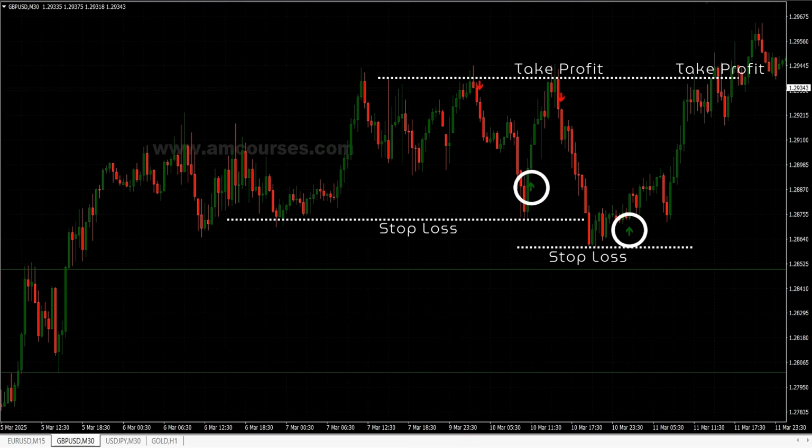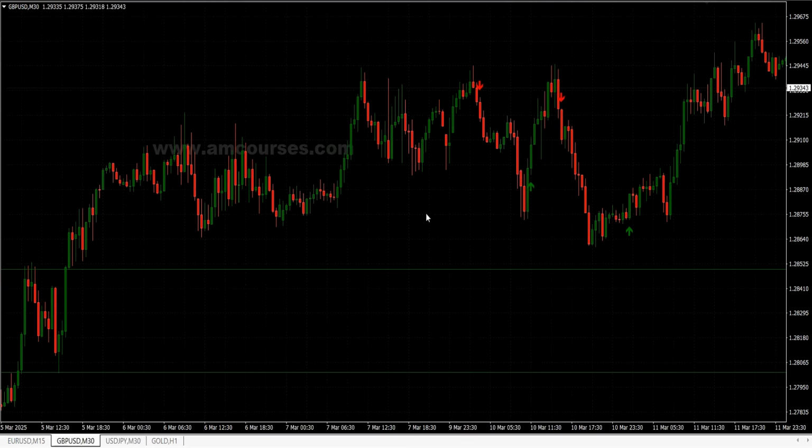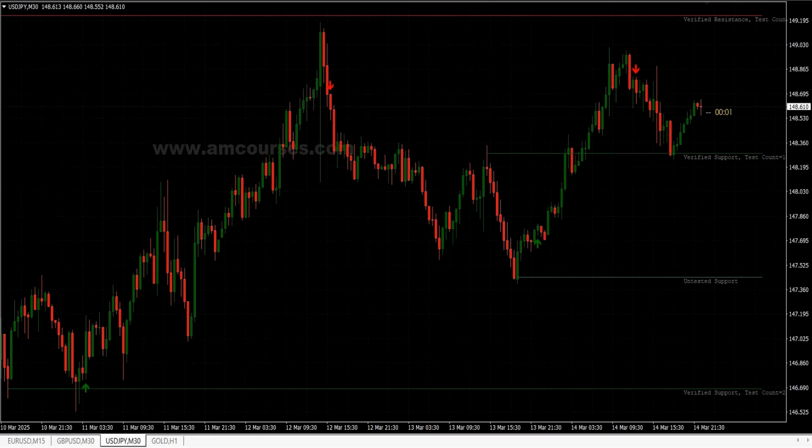Now, let's move on and analyze another chart to find more high probability buy and sell trades. As traders, we don't just take random trades. We wait for the market to give us the best setups. So let's carefully scan the next chart and spot the next trade opportunities.